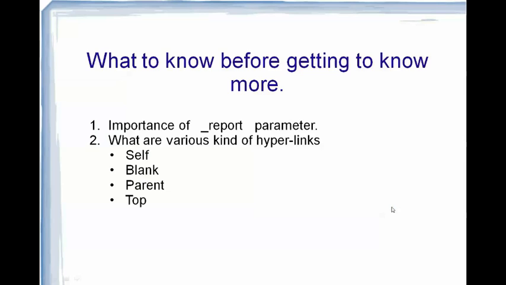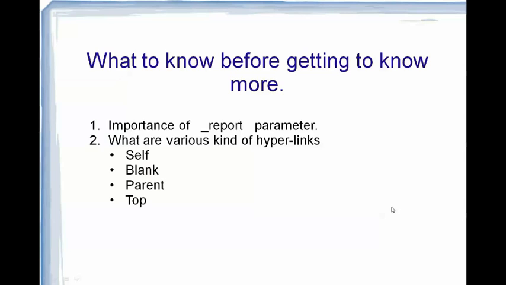Moving on to what we should know before getting into the development. First of all is the underscore report parameter. The underscore report parameter is the parameter which is responsible for linking the two reports. In Jasper Reports, we achieve the linking using hyperlinks. So the path of the subsidiary report on the server needs to be placed in the underscore report parameter, which will tell Jasper that here is the point where we need to navigate on the click.